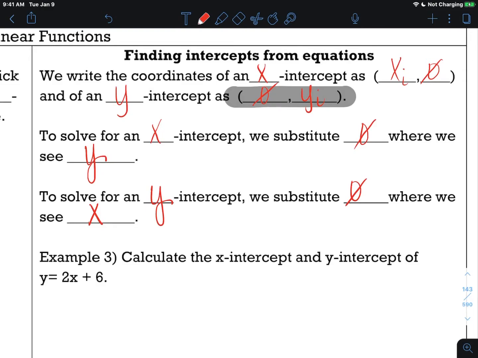Now, linear equations are really great for this because guess what? Y-intercept is just my b value.